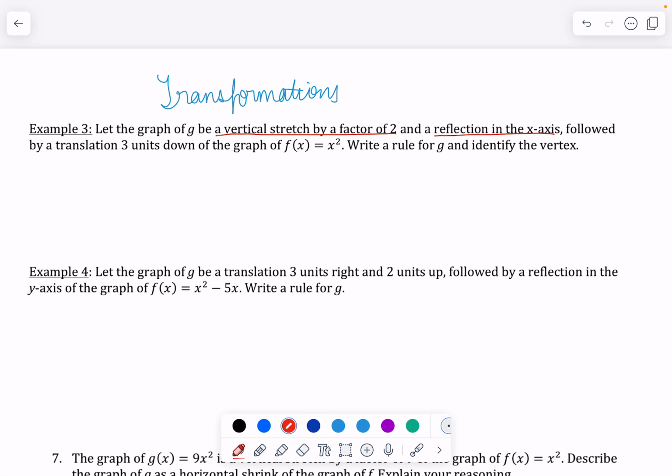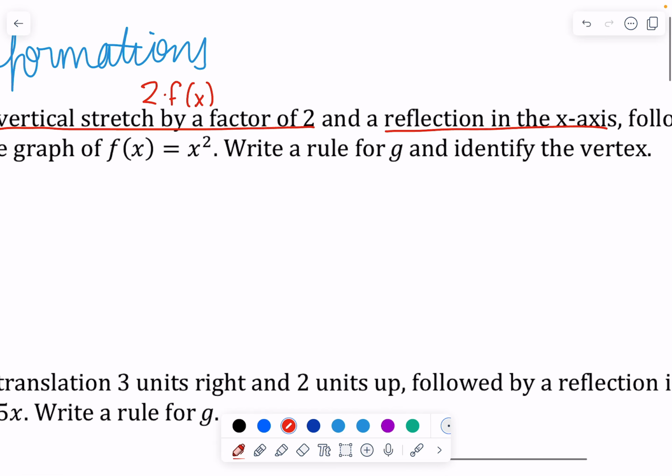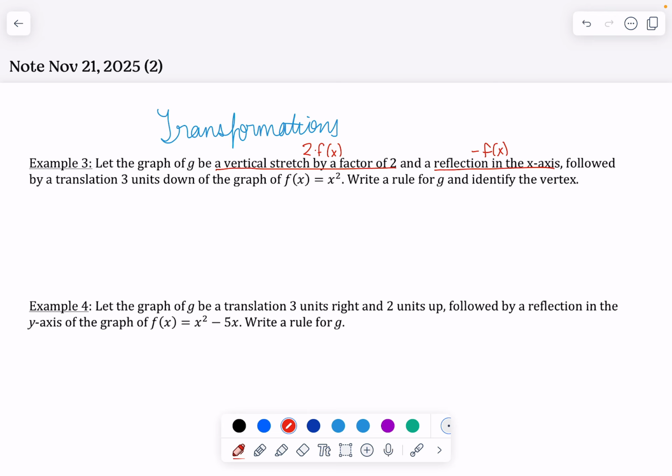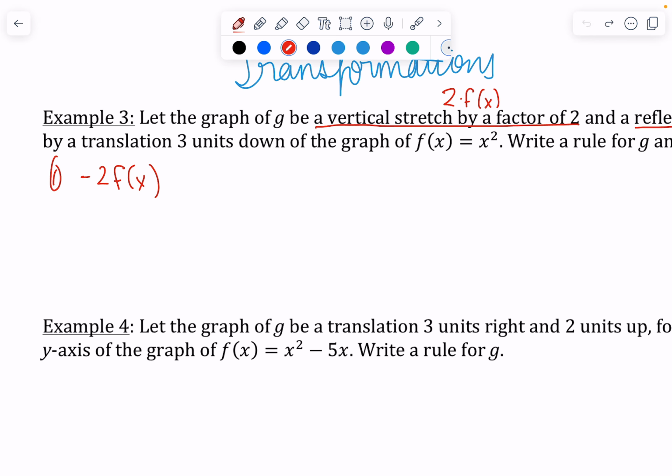So let's just begin by writing the rules. If you're going to do a vertical stretch by a factor of 2, that's 2 times f of x. And if you're also doing a reflection in the x-axis, that's negative f of x. When you combine those two transformations, it's going to be negative 2 times f of x. Now for this rule, it's pretty simple. I'm just going to take the function, f of x, and multiply it by negative 2, which is just going to give us negative 2x squared, right?